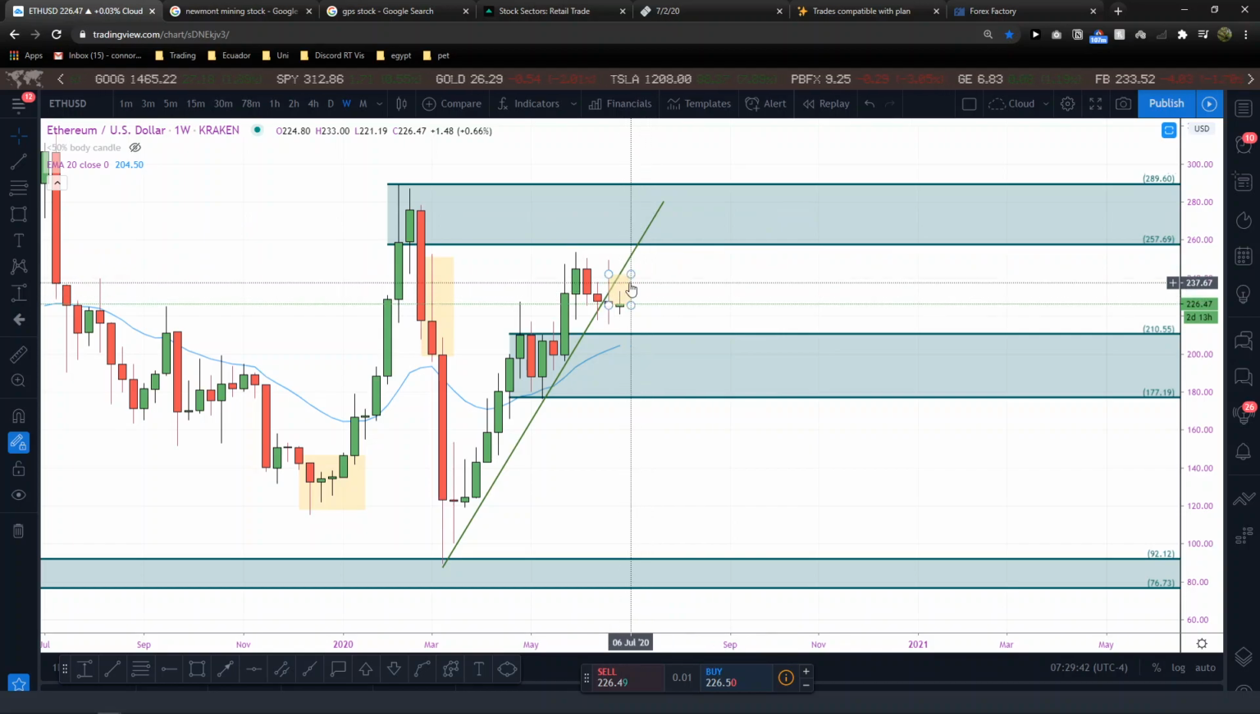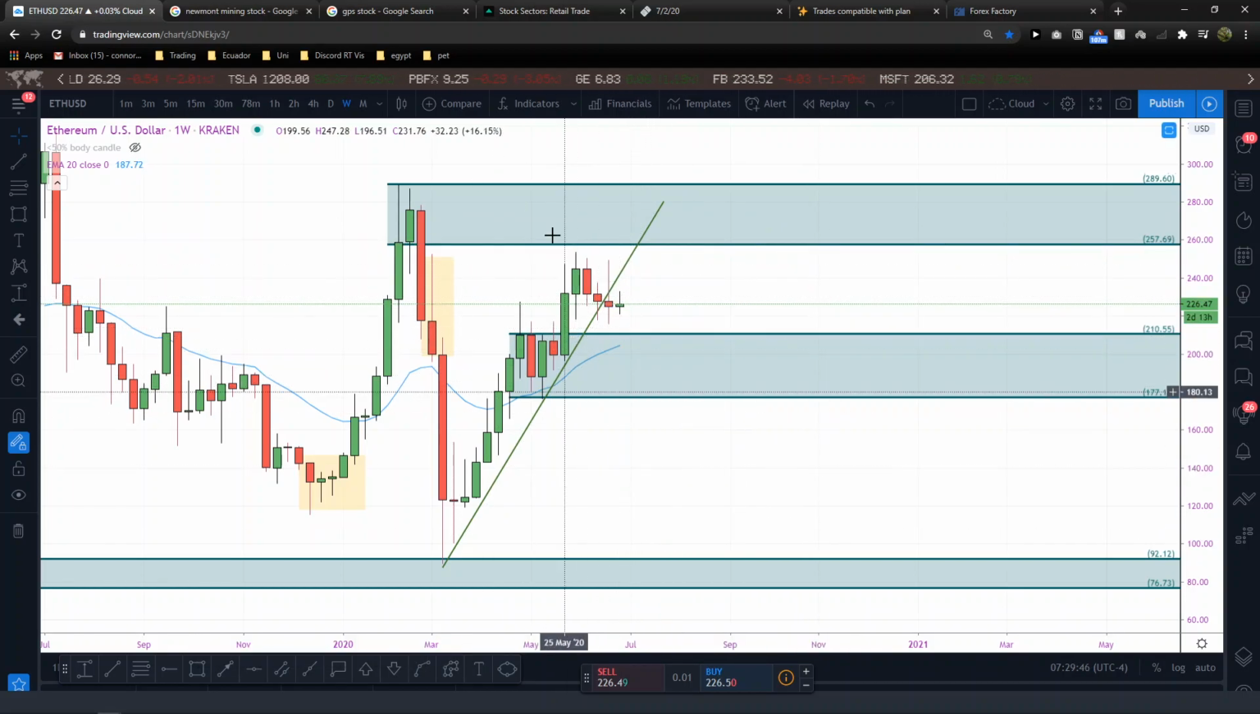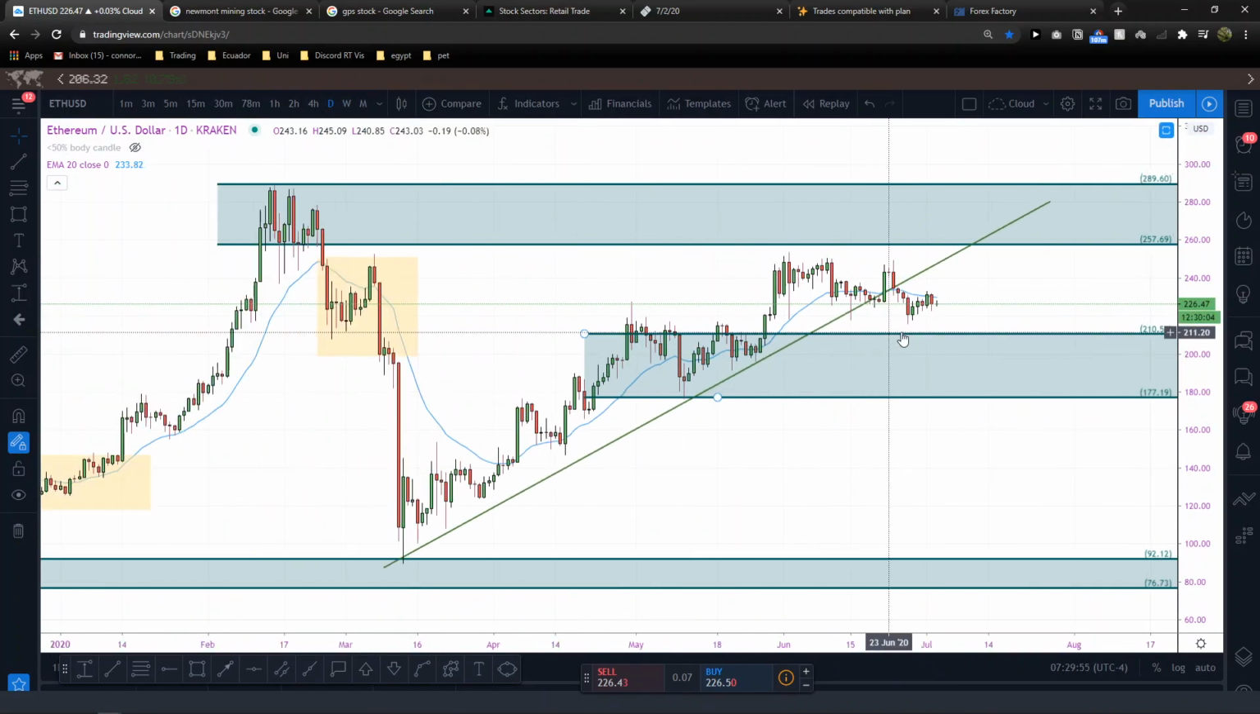So we're going to say a weekly uptrend. We have our weekly demand here, weekly supply up there. So we want to trade with the trend. Well, let's go into our daily time frame.